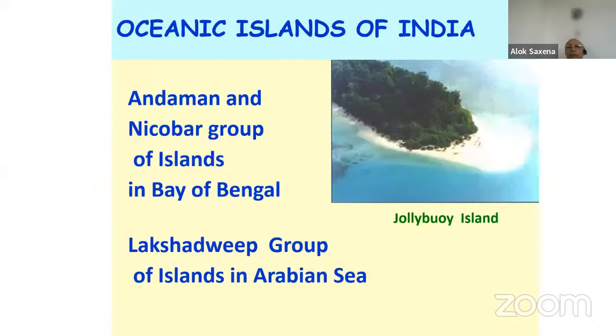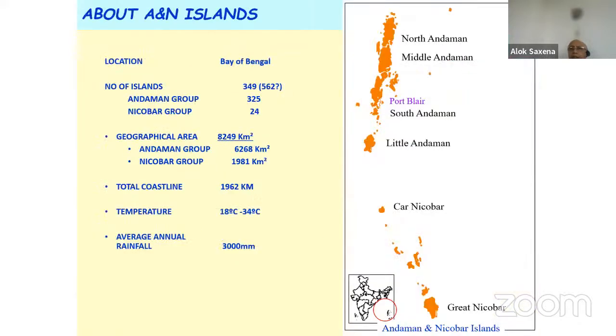In this slide, in India, there are two oceanic groups of islands, Andaman Nicobar Islands and Lakshadweep. Lakshadweep I visited, but I don't have much knowledge about the biodiversity conservation of Lakshadweep Islands. Now let's go to Andaman Nicobar Islands.